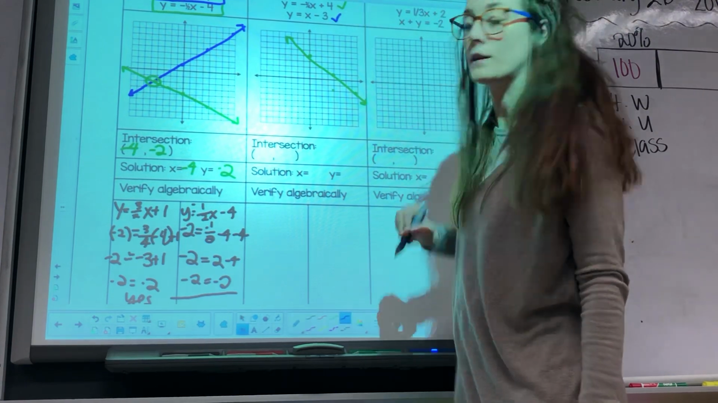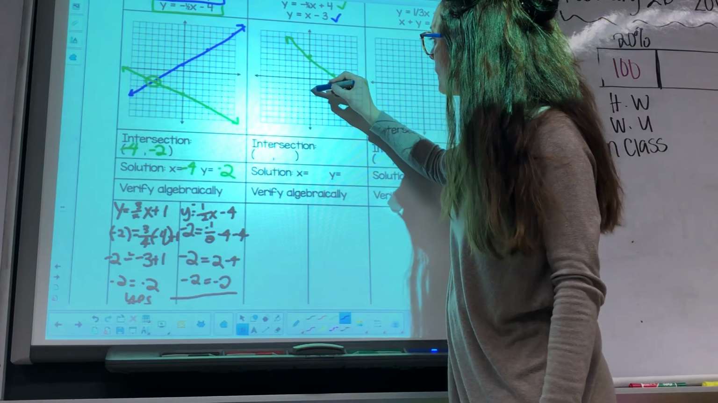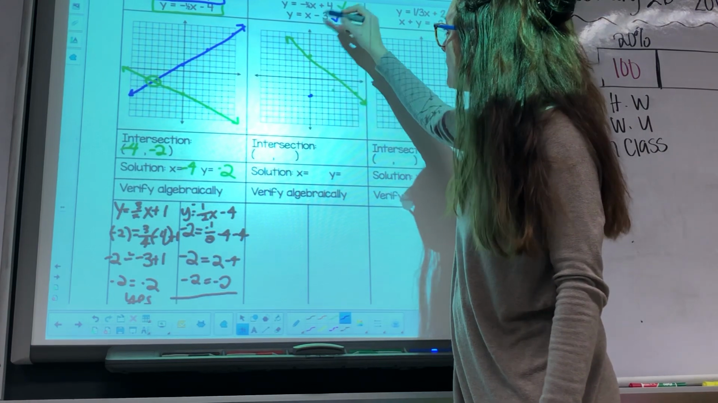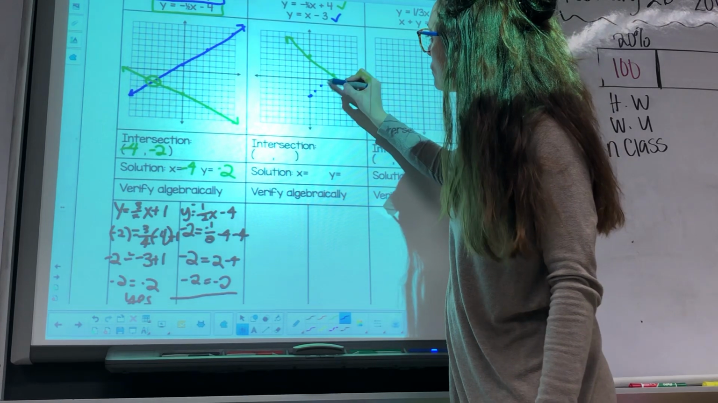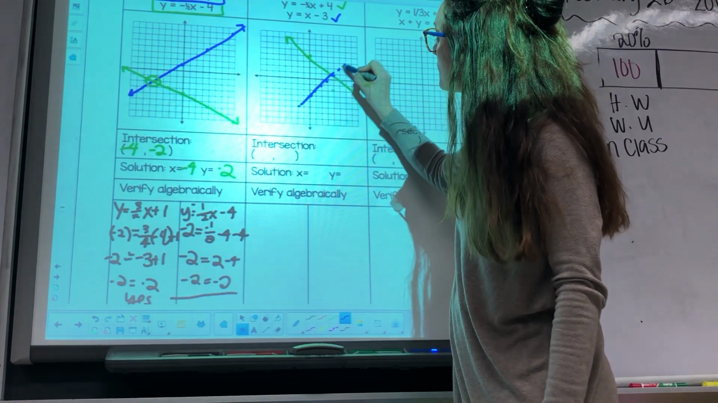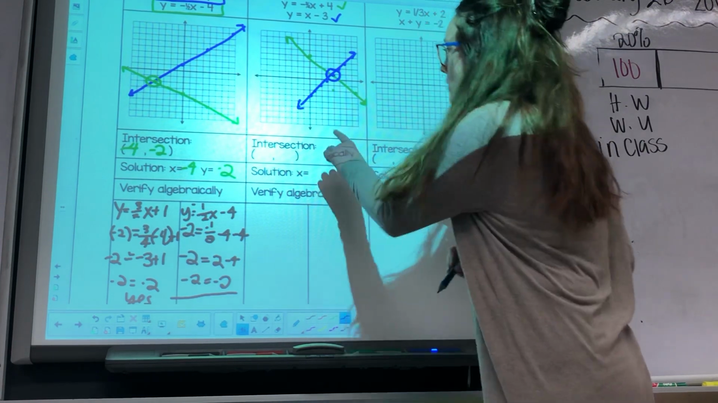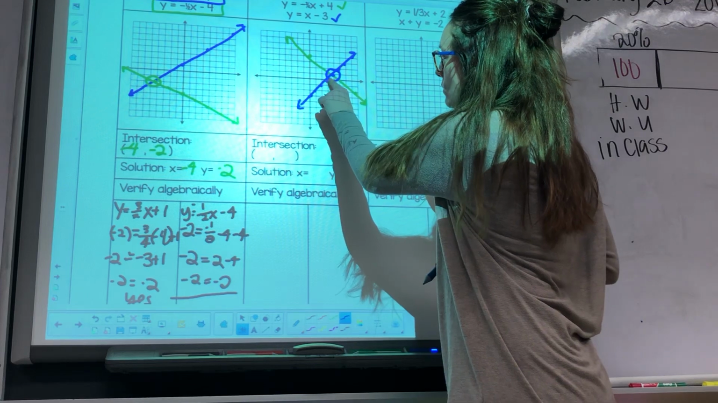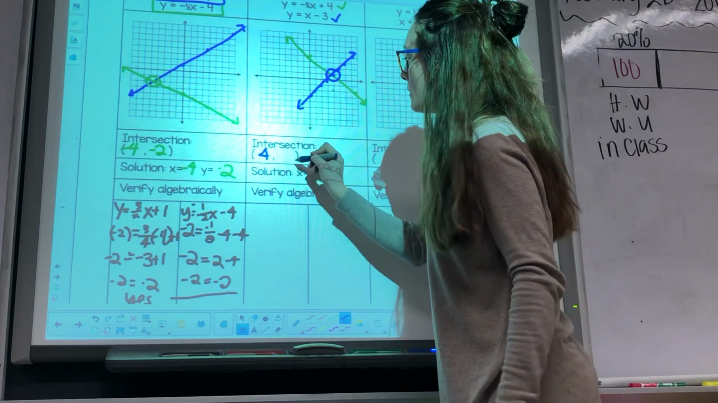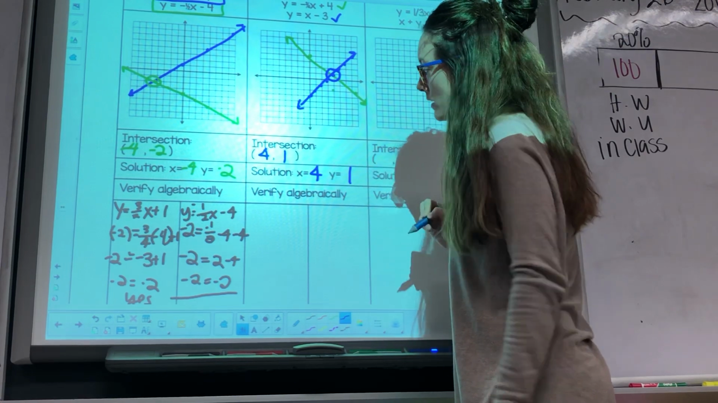Now I'm going to do blue for this one. So I'm going to start at -3. 1, 2, 3. And this one is up 1 over 1. But I can see immediately where that is going to cross. So it's crossing right there. So my intersection is at 1, 2, 3, 4, positive 1. So my solution is (4, 1).